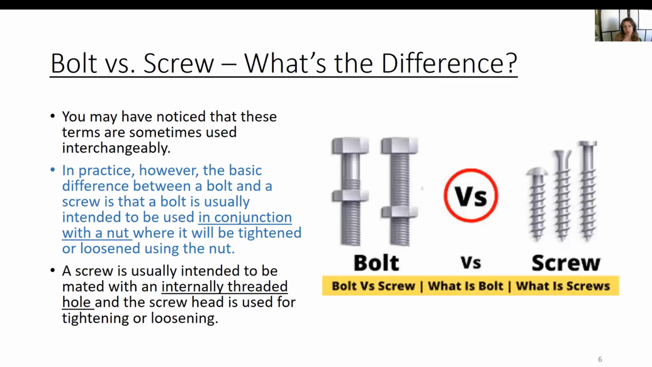Bolt versus screw, what's the difference? You may have noticed that these terms are sometimes used interchangeably. In practice, however, the basic difference between a bolt and a screw is that a bolt is usually intended to be used in conjunction with a nut, where it will be tightened or loosened using the nut. A screw, on the other hand, is intended to be mated with an internally threaded hole, and the screw head itself is used for tightening and loosening.